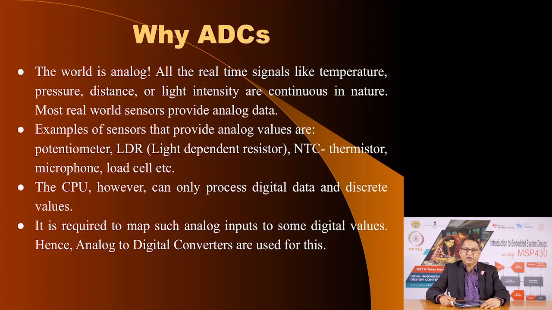Examples of sensors which provide continuous values are a potentiometer, a light dependent resistor, a negative temperature coefficient thermistor, a load cell, a microphone, there are so many. Now, the problem is that the CPU cannot read analog values, it can only accept digital numbers, zeros and ones. And so, we need a mechanism to convert these analog inputs into a digital value, and that is where an ADC comes into use. So, that is the justification for having an analog to digital converter mechanism connected to the microcontroller.